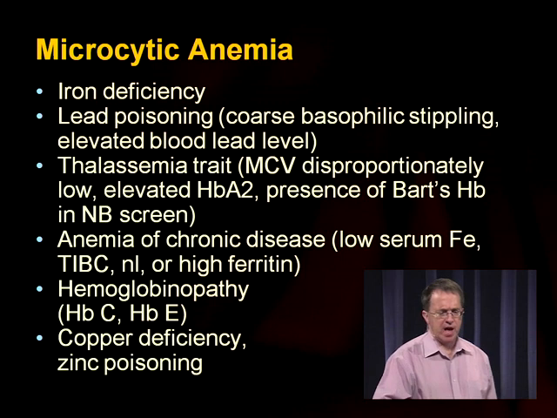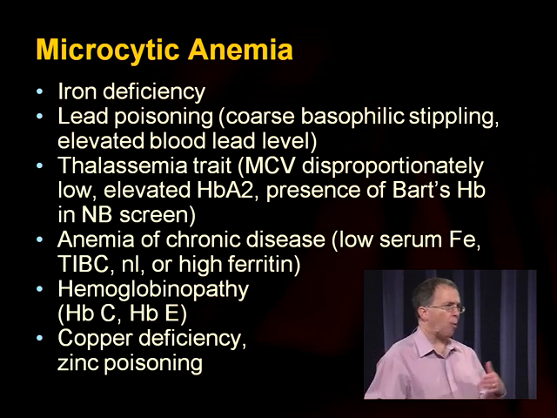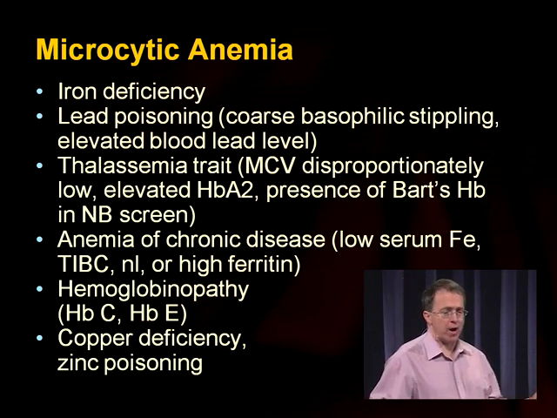Thalassemia trait is one that you really need to be aware of because it ain't iron deficiency. All microcytic anemia is not iron deficiency. In thalassemia trait, you can often recognize this because the MCV, the mean corpuscular volume, the size of the red blood cells, is often out of whack in its smallness. You got a good microcytosis going on, but not a whole lot of anemia. It's also characterized by elevations of hemoglobin A2, and often on the neonatal newborn screen by the presence of Bart's hemoglobin.